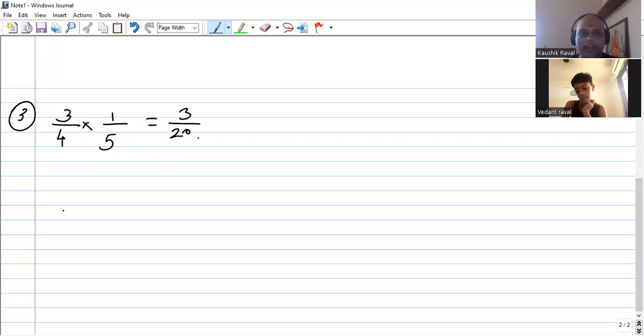Okay. Now I want you to compare these three fractions: 3 by 4, 1 by 5, and 3 by 20. From these three numbers, can you arrange them in ascending order, starting from the lowest fraction to the biggest fraction? Can you do it? Do you know how to do it? Arranging fractions in order? Yes or no? No. No problem.